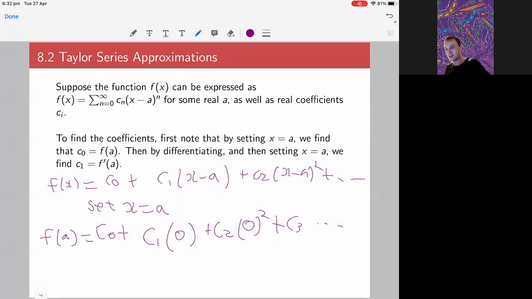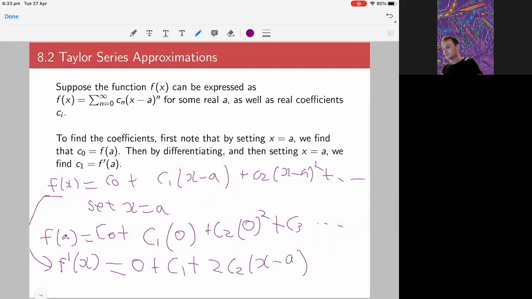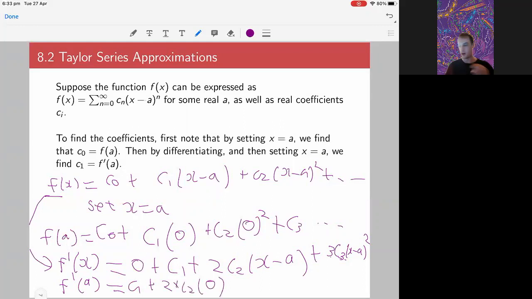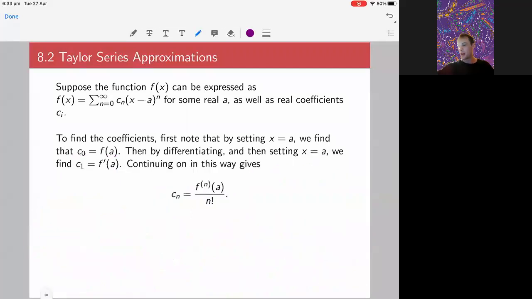Well, what next? Let's differentiate. If we differentiate this equation, what we find is that f prime of x is equal to, well, the derivative of a constant is 0, and the derivative of x is just 1. So we get C1 plus 2 C2 times (x minus a), plus higher order terms, 3 times C3 times (x minus a) squared. But if I set x equals a here, what I end up with is C1, plus 0, plus 0, and so on. So I find that the first constant is just f of a, and the second constant is just f prime of a.